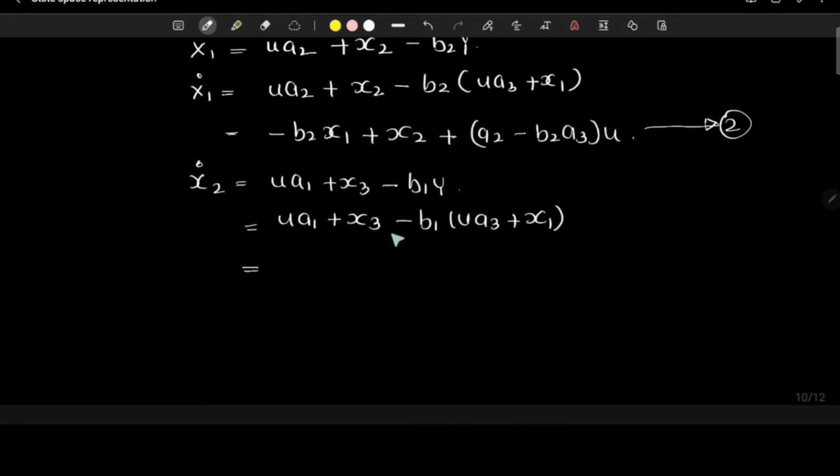Now write the equation from x1 to x3. So this will be minus b1 into x1. There is no x2, so this will be plus x3 plus u into (a1 minus b1 a3). So this is the third equation.